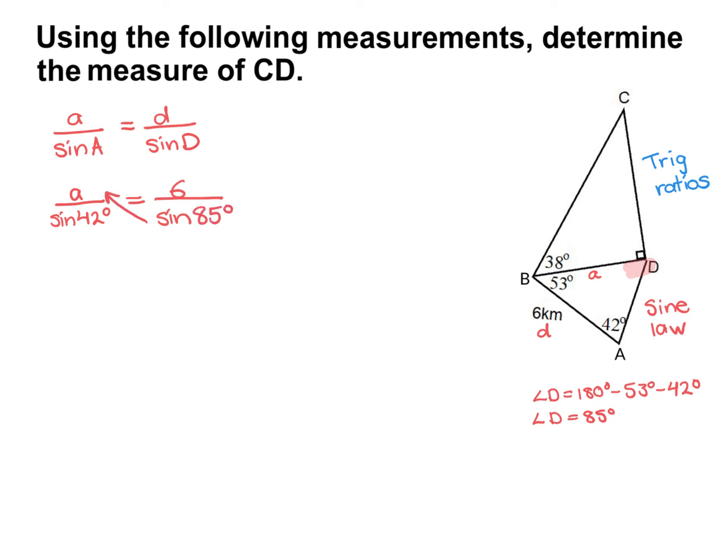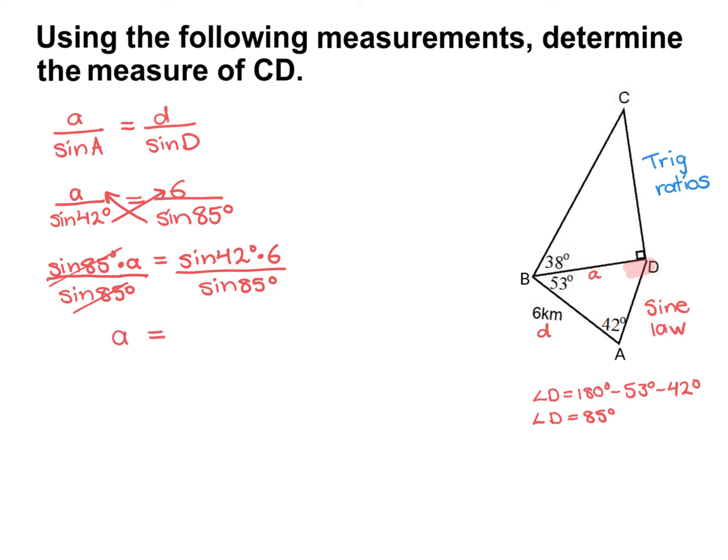Okay, now that we filled out our equation, let's cross multiply. So sine of 85 degrees times A is equal to sine of 42 degrees times 6. Now, I want to isolate A, so I'm going to have to get rid of the sine of 85 degrees. So I'm going to divide both sides by sine of 85 degrees. Now, on the left-hand side, you've got that on top and bottom, so it cancels, and we're left with A. Now, if you plug this whole thing into your calculator, your answer should be about 4.03 kilometers. So let's write that in the triangle. So this line right here is 4.03 kilometers.